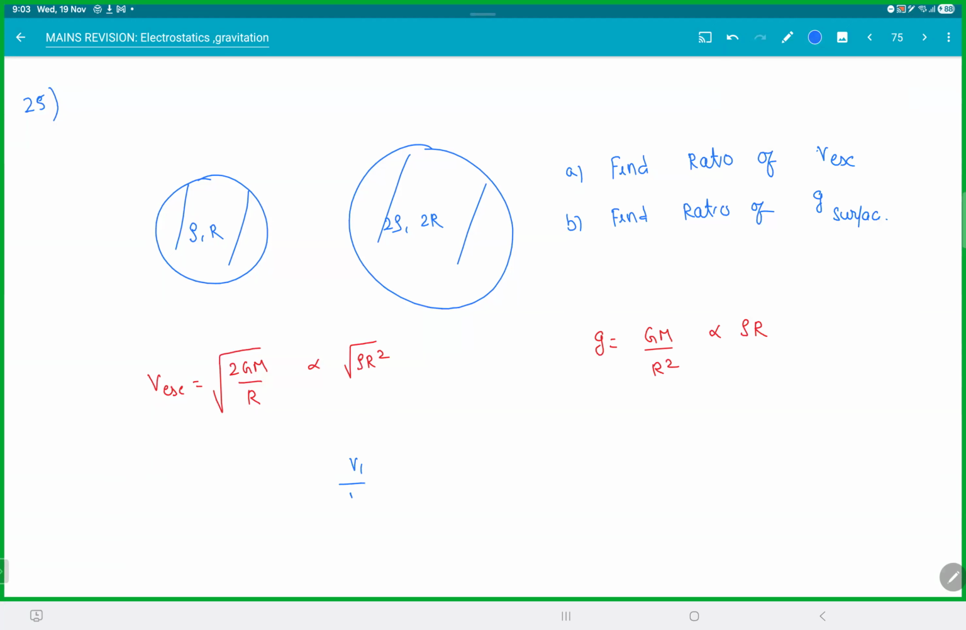So first case escape velocity v1 by v2 will be rho R square by root over 2 rho 2R whole square, 1 by 2 root 2. g1 by g2 will be 1 by 4.